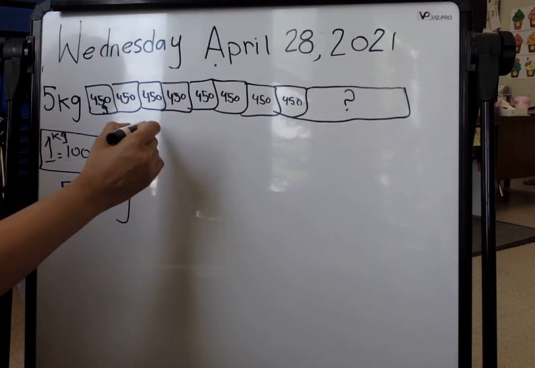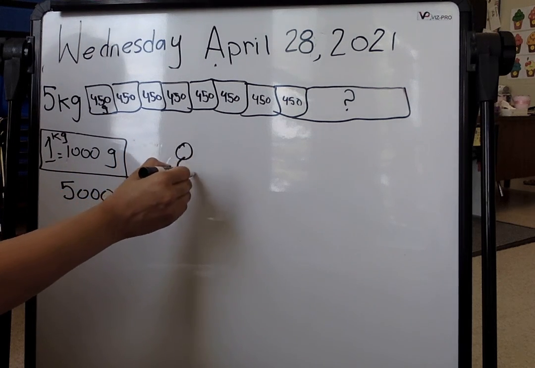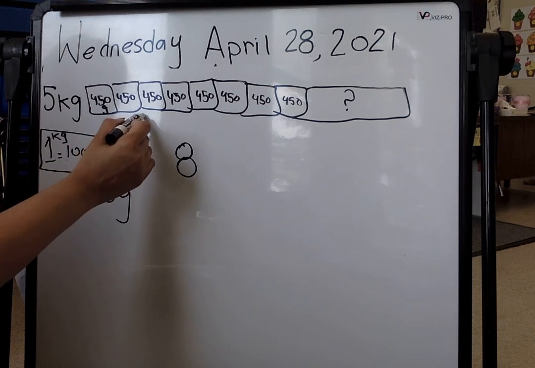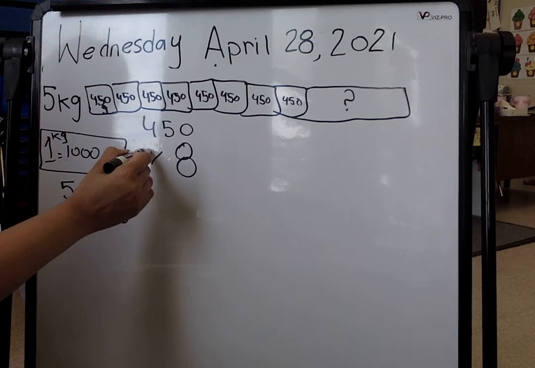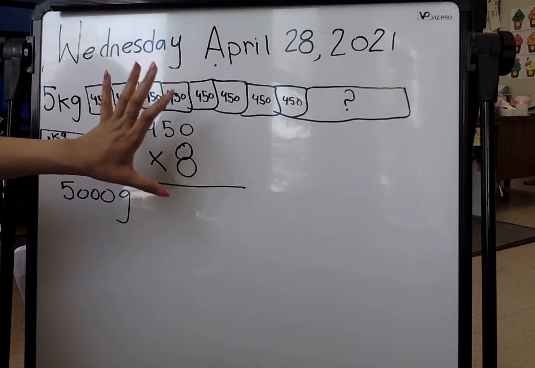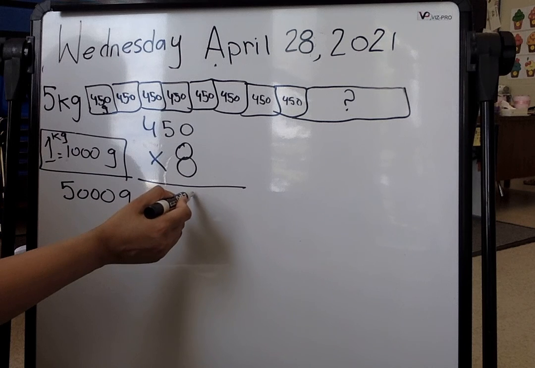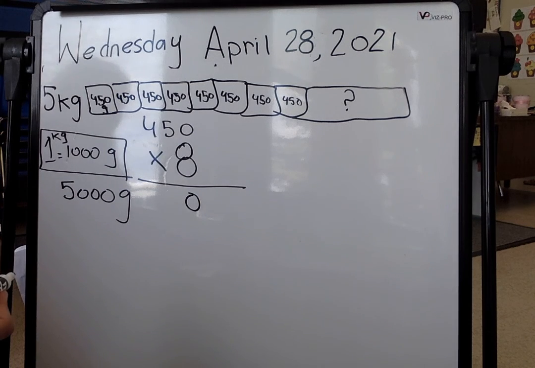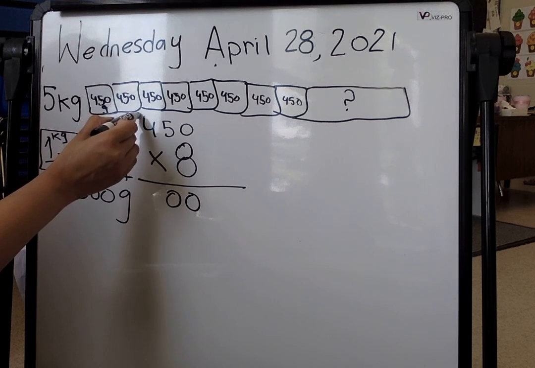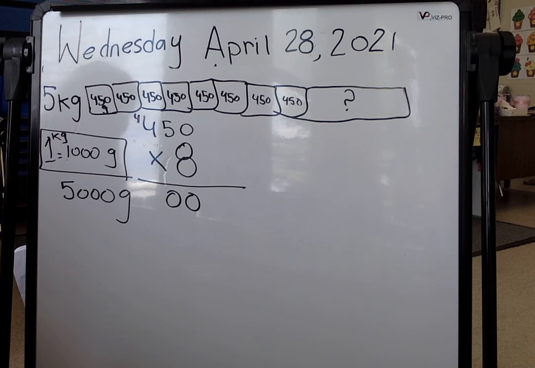So let's go ahead, and we know there are 8 bags of potatoes, right? And we are going to multiply that 8 to 450, right? So let's go ahead and let's do 450 times 8. So let's go ahead and see what do we get for onions? How much would the onions weigh? Okay, so 8 times 0 gives me 0. 8 times 5 gives me 40. So I put my 0 here, and I take my 4 at the top. And 8 times 4 gives me 24.